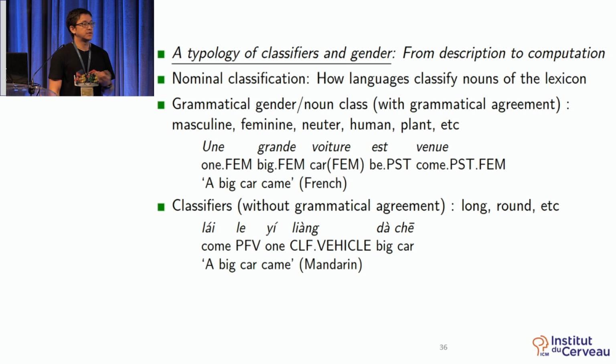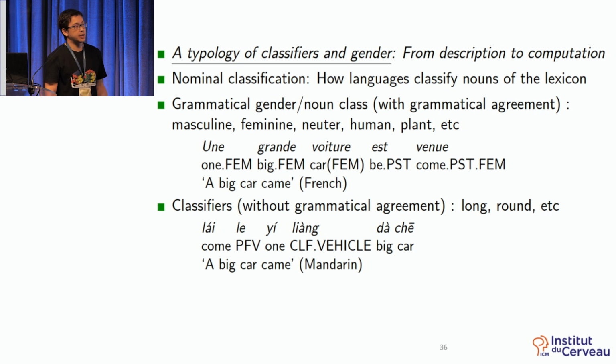The idea here is that nouns are affiliated to different categories, and these categories are reflected by grammatical agreement in the sentence. So, for example, if table is feminine, then you are going to have a feminine agreement on the adjective, on the articles, sometimes on the verbs, etc. In French or in Spanish, you have masculine, feminine. In German, you have masculine, feminine, neuter.